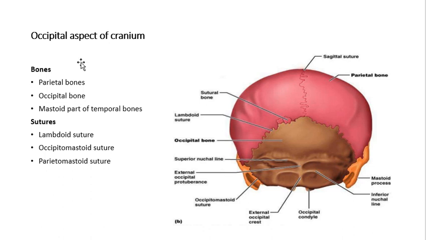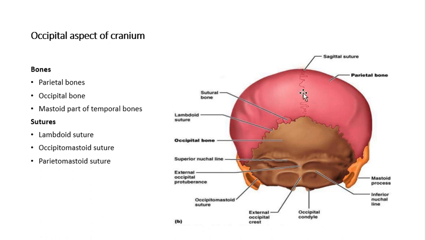Now our next learning objective is the occipital aspect of the cranium. The bones involved in the occipital aspect are the parietal bones, the occipital bone, and the mastoid part of the temporal bone, and the sutures involved are the lambdoid suture, occipitomastoid suture, and parieto-mastoid suture.